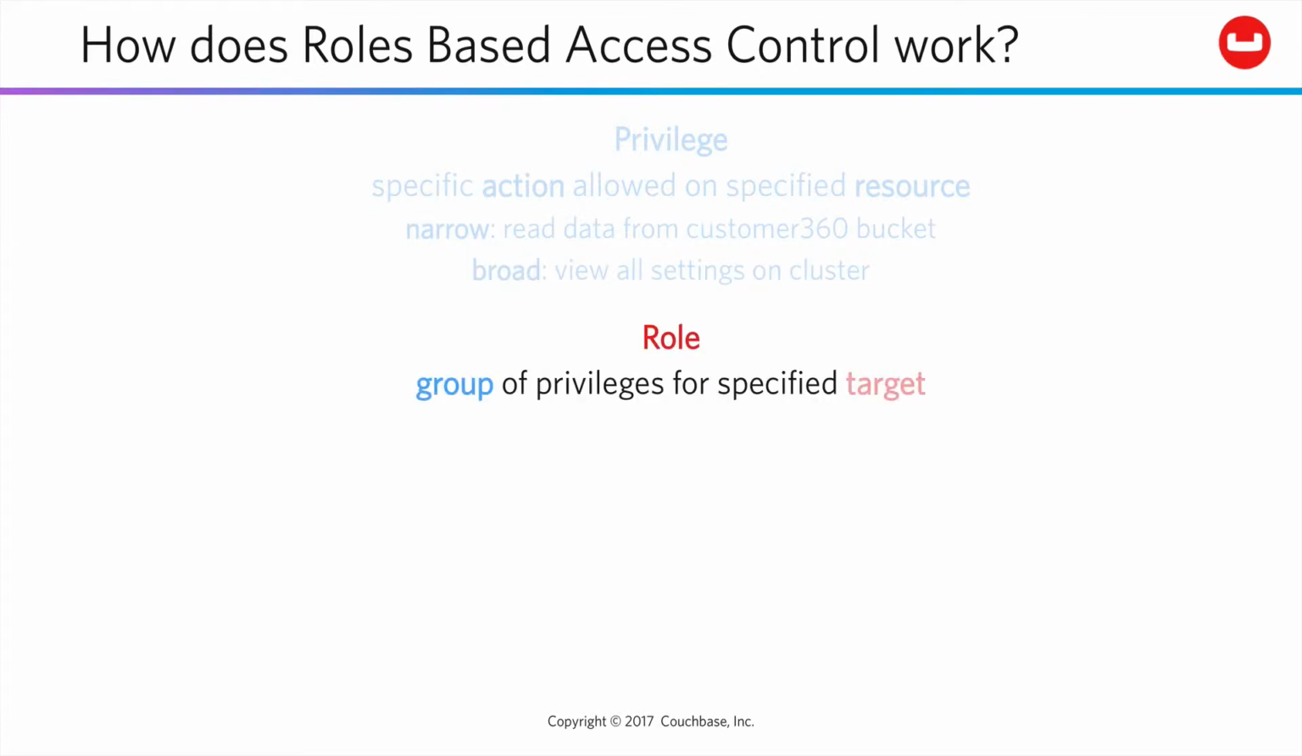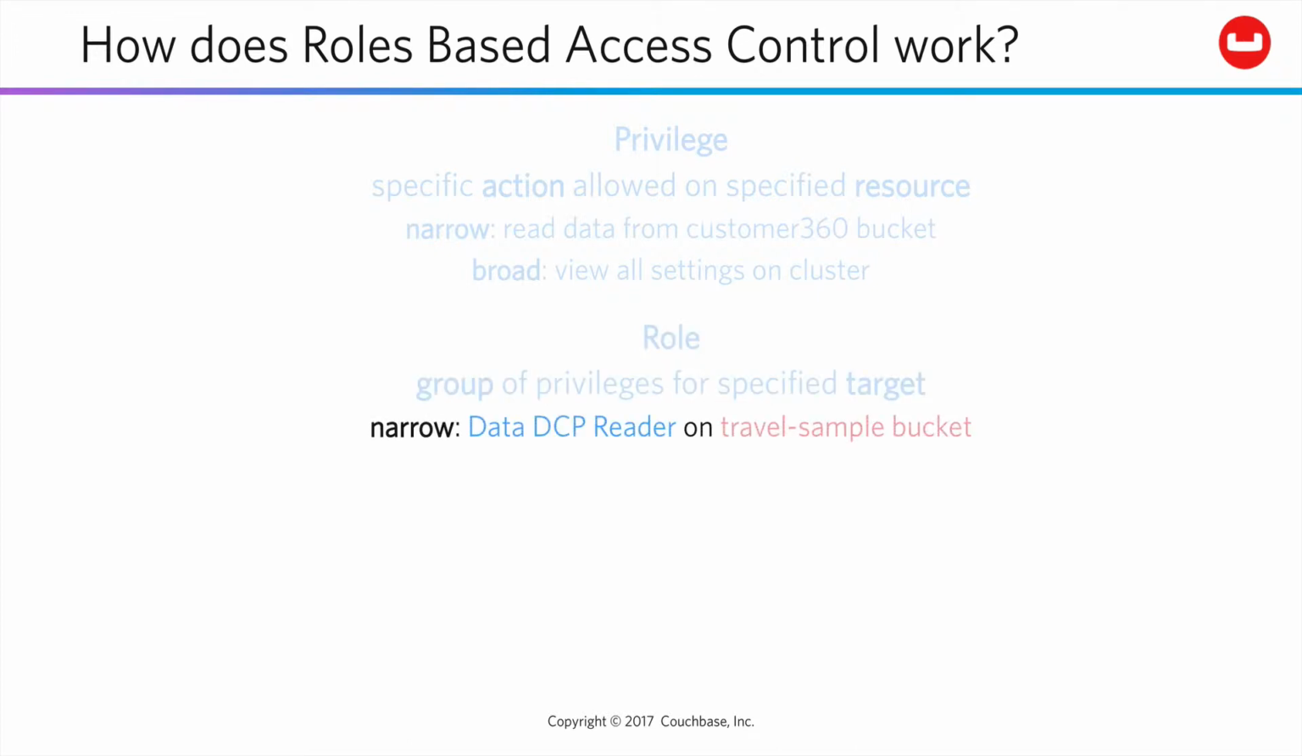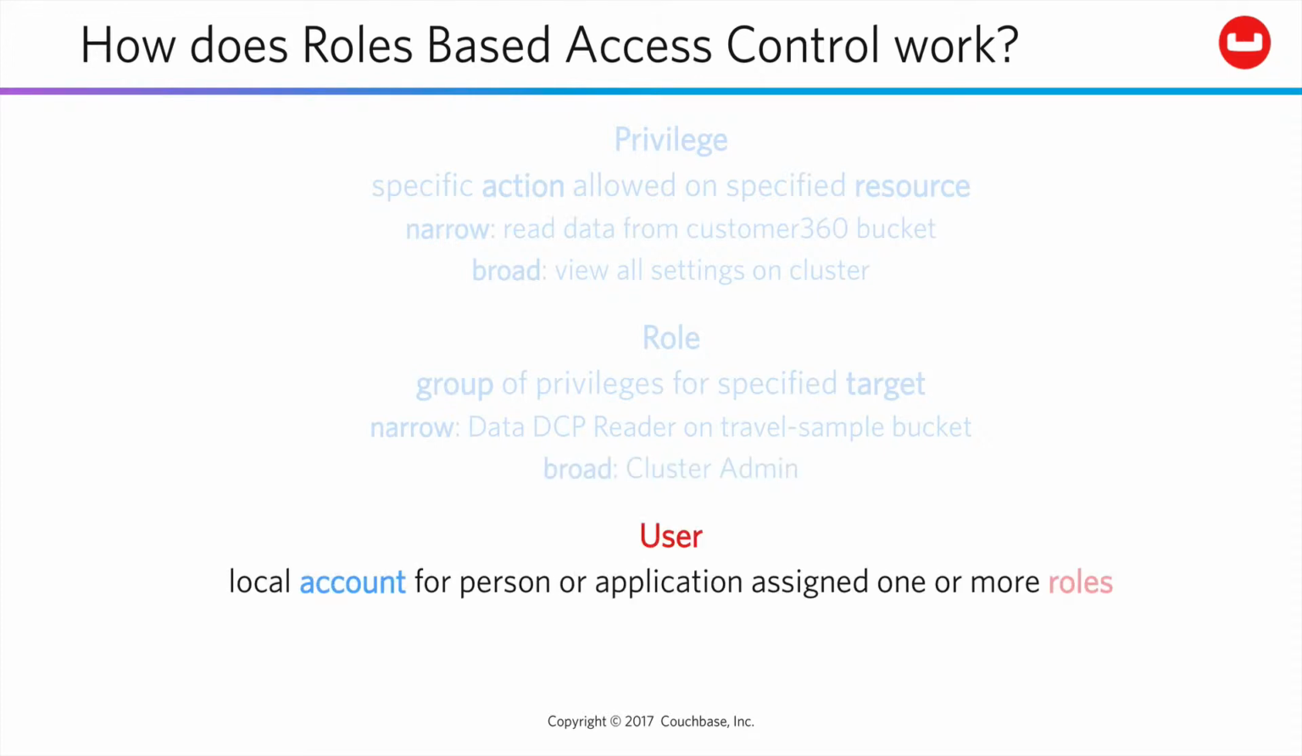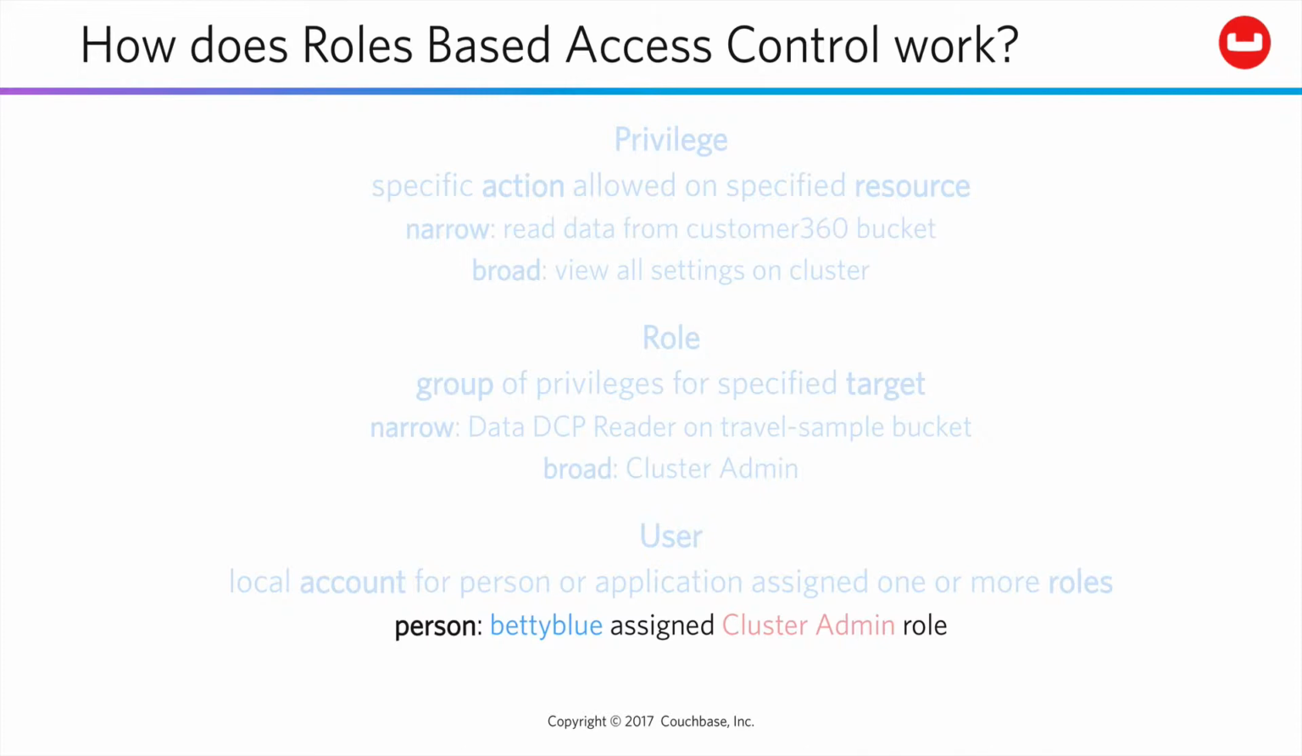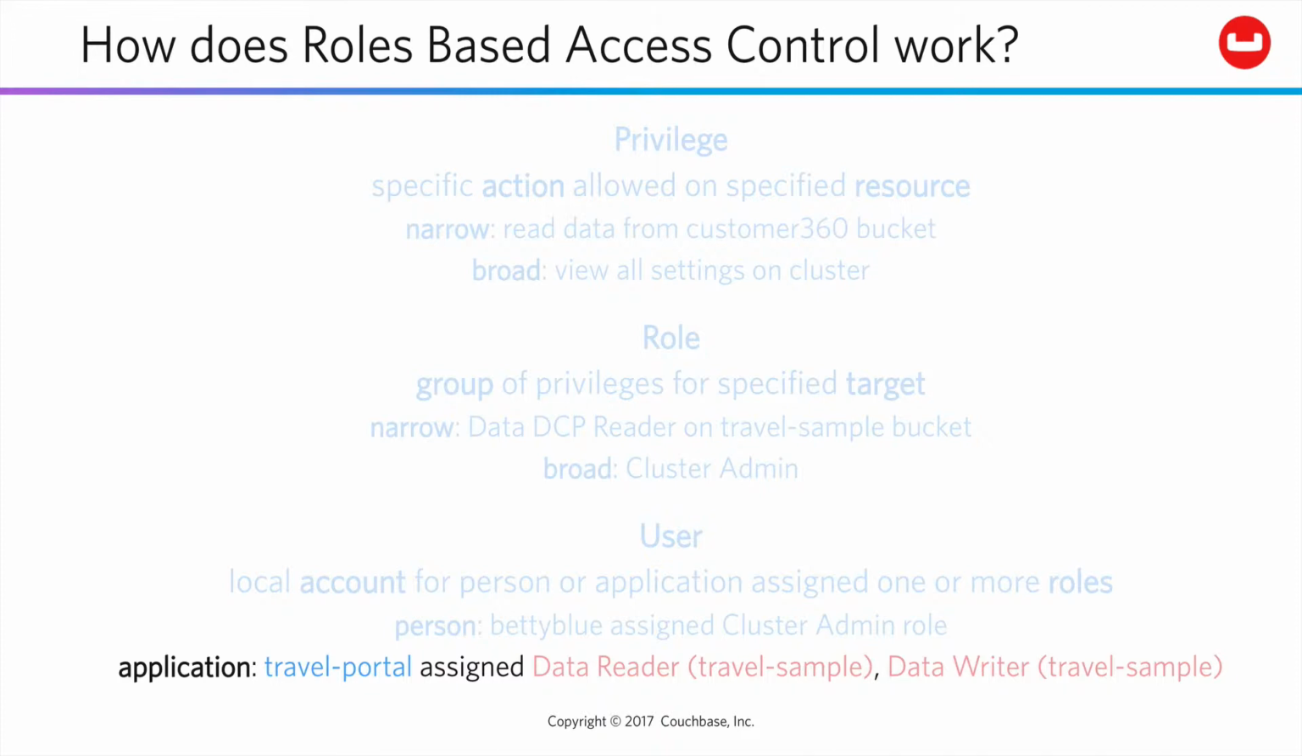A group of privileges or permissions for a specified target is a role. Again, this could be narrow, such as a data DCP reader role for a specified bucket, or broad, like an admin role for an entire cluster. Roles are then associated with a user, a local account which may in turn be integrated with an external system, to which one or more roles is then assigned. This might be for a human user, like Betty Blue the cluster administrator, or an application user, like Travel Portal, with data reader and data writer roles for the travel sample bucket.